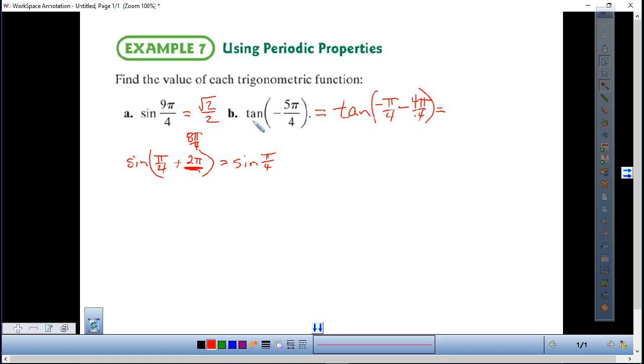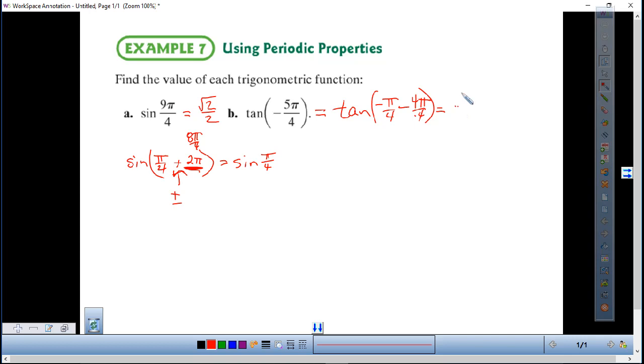And this is pi, and with the plus here, this is actually going to be plus or minus. You can add or subtract. It doesn't matter. So that's the case here. We're subtracting. And what do we know the tangent of negative pi over 4 minus 4 pi over 4 is going to equal?